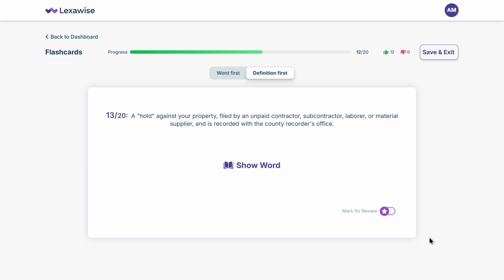A hold against your property filed by an unpaid contractor, subcontractor, laborer, or material supplier, and is recorded with a county recorder's office. What protects workers who aren't paid?